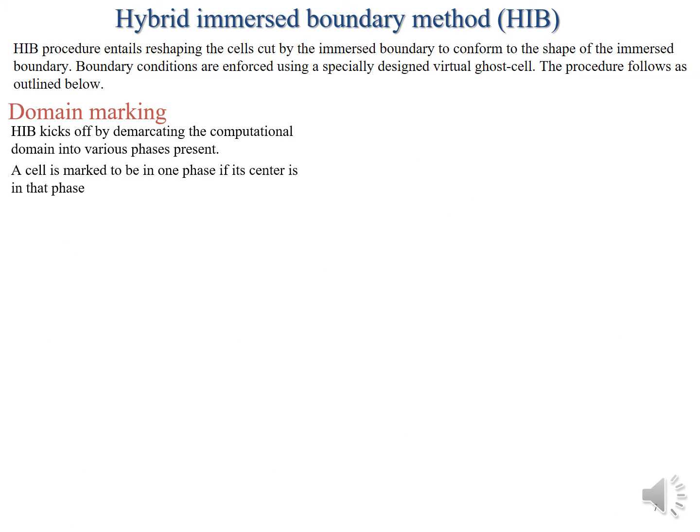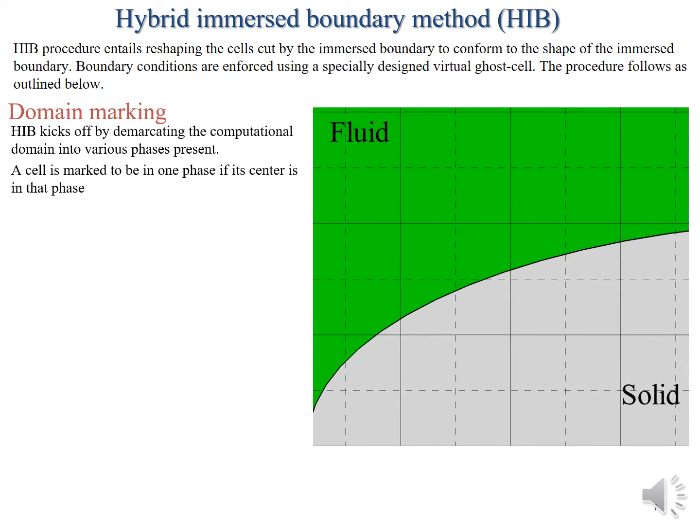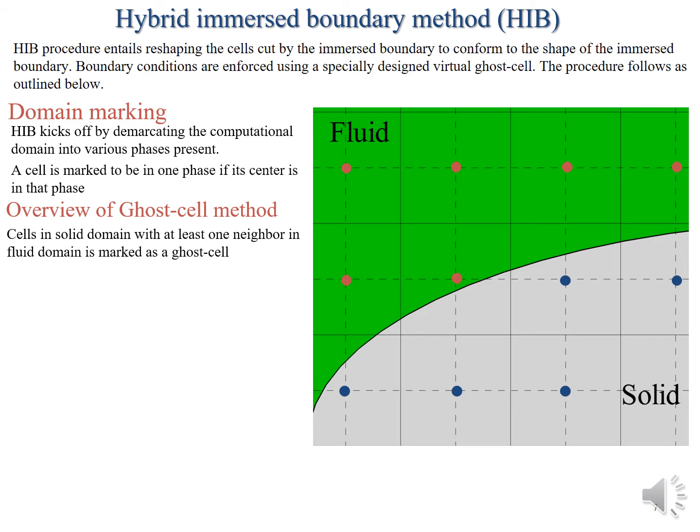All right, now our new method starts with domain marking. If you have a computational domain, let's say the fluid region is the green region and the solid region is the gray part of the domain. Cells whose centers are in one domain are marked to be in that particular domain. For this case, the cells with red centers are marked to be in the fluid domain, while the cells with blue centers are marked to be in the solid domain. So let's see how the ghost cell method works, and then try to see what we can improve in the ghost cell method.